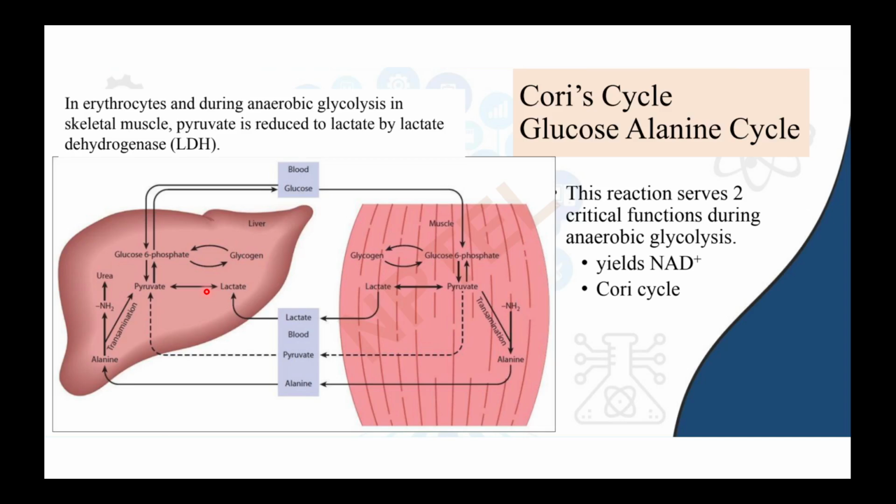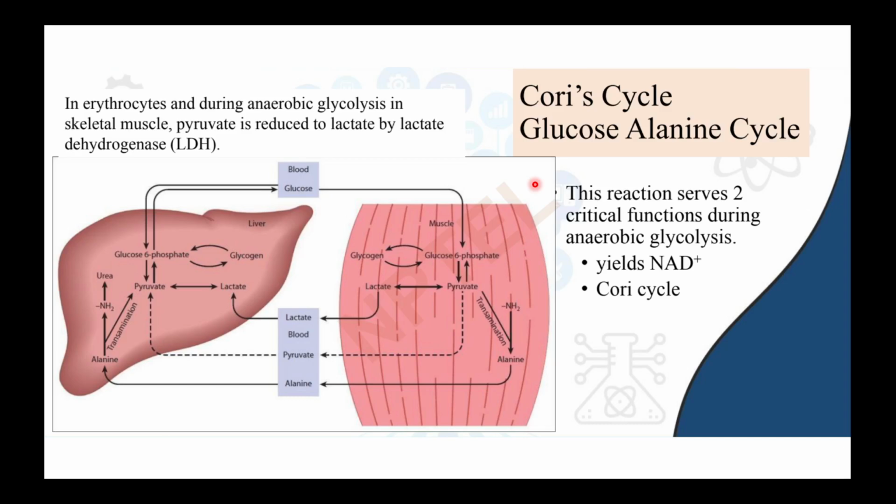And this liver, what it will do, it will convert this lactate back to pyruvate, and pyruvate will again get converted into glucose 6 phosphate and then get converted into glucose, and that glucose will be transported back to blood. Okay, so in erythrocytes and during anaerobic glycolysis, skeletal muscles, pyruvate is reduced to lactate by lactate dehydrogenase, and this lactate is then converted back to glucose in the liver, and this process is the Cori cycle.